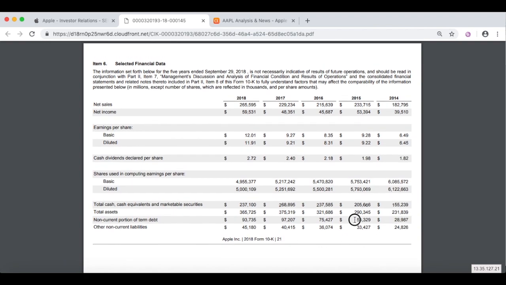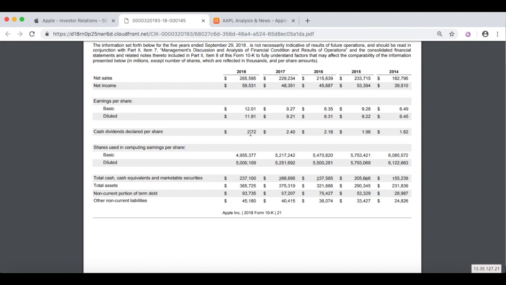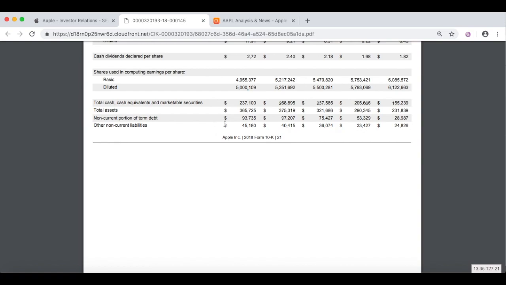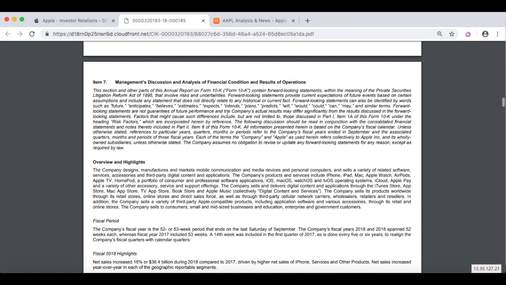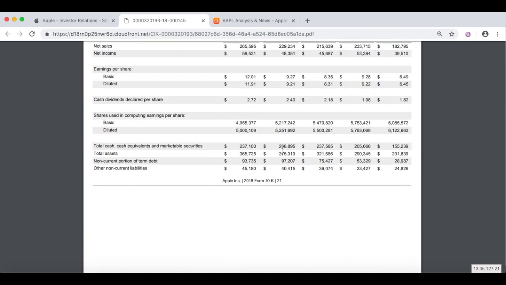Debt on the company's books. Look at this. Interesting. A company with $200 billion in cash has $93 billion in debt. Part of that is to do with this and this. Not that we need to really explain that in a lot of detail, but I'll point out in a minute why that's not really something I'm too concerned about right now.